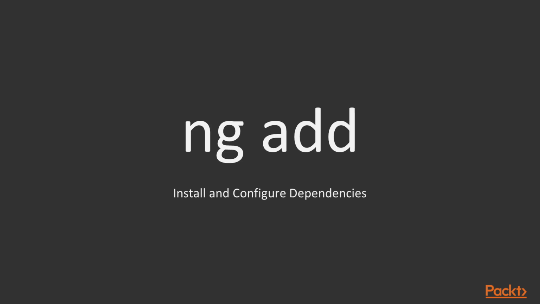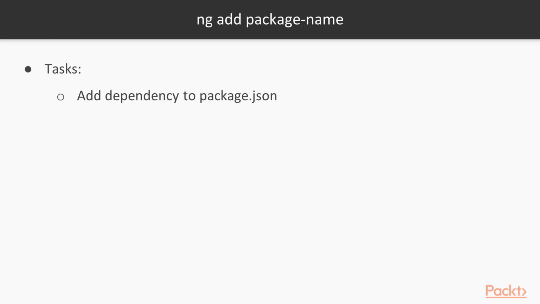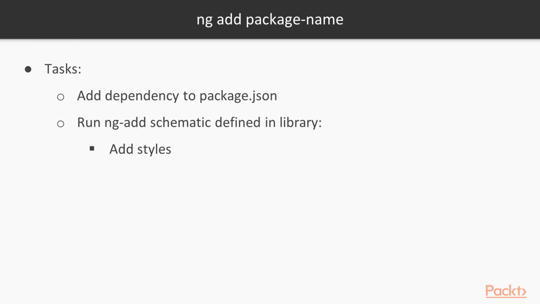Schematics are also used when we run the ng add command to install a new dependency. This command adds the package dependency, installs the dependencies, and then runs the ng add schematic from the new library it just installed. This schematic might add styles to the main HTML file, add module imports to the app module, and much more. This is an incredibly powerful feature, and it makes adding complex libraries a breeze.